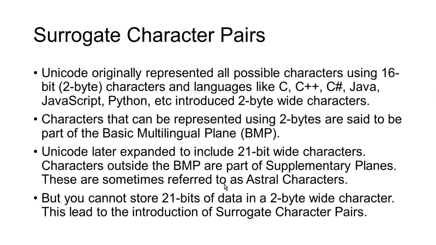And so they differentiated between what's called the basic multilingual plane, the BMP, and the supplementary planes, which represent the higher characters that can't be represented in the BMP 2-byte plane. Some people refer to those supplemental planes as astral planes. And so that's what led to the surrogates.